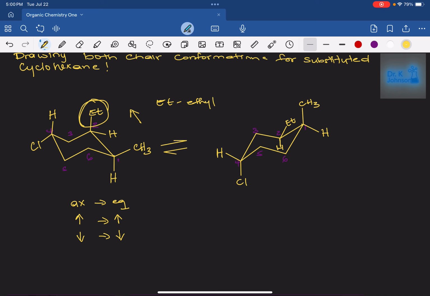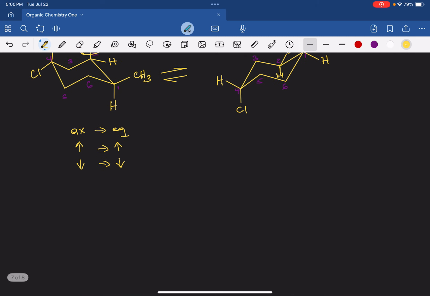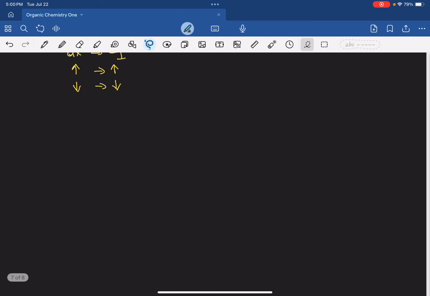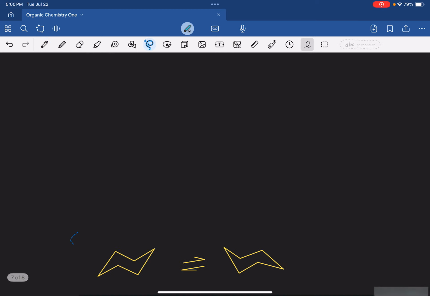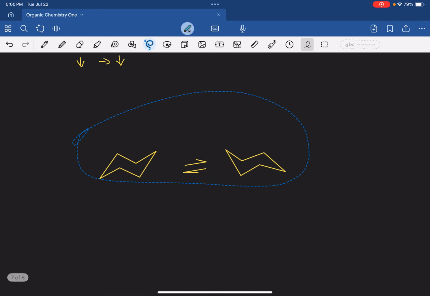Let's just say they give you two chairs. I want you to be able to know the direction in which the chairs are rotating, right? Because sometimes they will not ask you to draw the chair, they'll give you the chair. So I need you to be able to identify if chairs have rotated. This is cyclohexane. All you have to do is find the nose. Just find the nose on both of them. And look what happens to this nose.